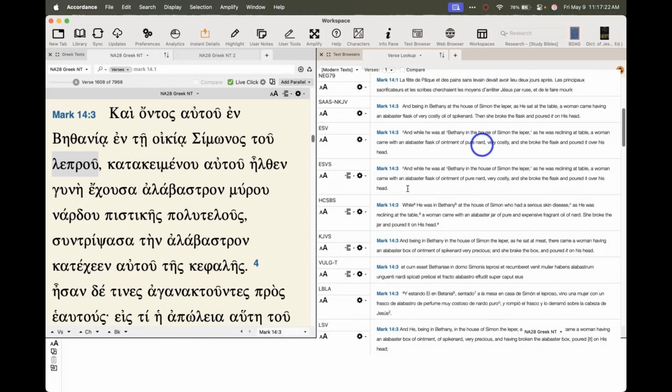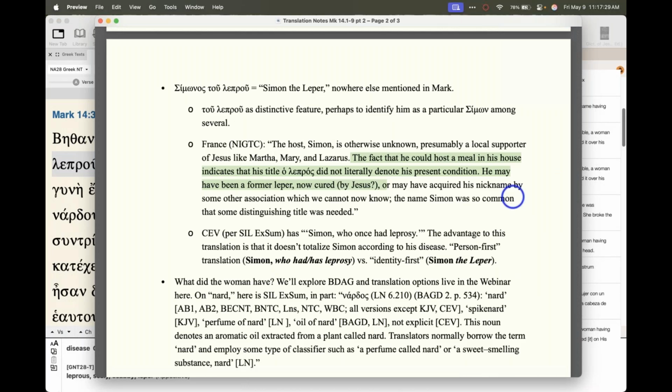And the difference, and in fact, here's the Holman Christian Standard Bible: Simon who had a serious skin disease. Now, the difference in naming has to do with, and this is a 21st century construction, what would be called person first identifier versus an identity first identifier. So person first is you name the person as a person, and then the thing that's being used to distinguish him from other Simons is something that is true about him, but it's not the totality of his identity.